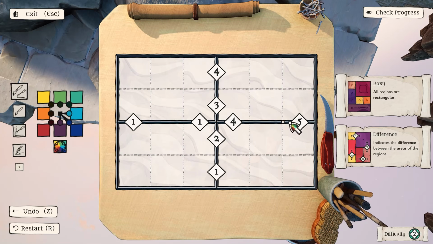I don't know. Boxy difference. Oh, what the heck are you saying? So 1, 2, 3, 4 here. There's probably only one set of numbers where you can make this relationship work between them. Maybe.